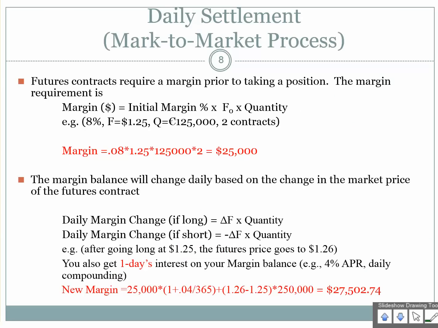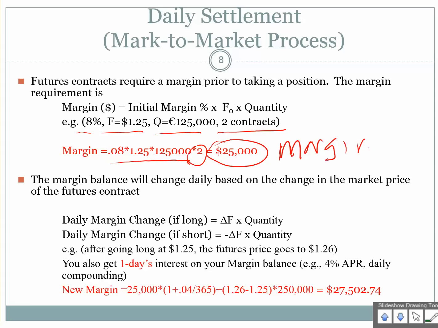Now, once you're in a position with the futures contract, your margin will change daily with the profitability of the contract. So here's an example where someone takes a long position in 2 euro contracts, each one's for 125,000 euros, at a futures price of $1.25. And say the initial margin percent was 8%. So they'll pay 8% of the contract value. Notice there's 2 contracts. So this person will deposit $25,000 at the exchange, and that's their margin or bond requirement. Sometimes it's called a bond requirement because you could deposit, say, $25,000 worth of treasuries to meet margin.